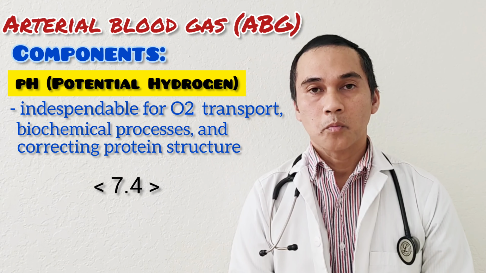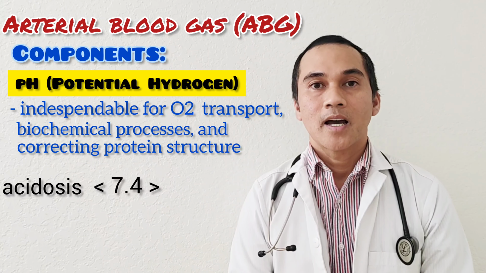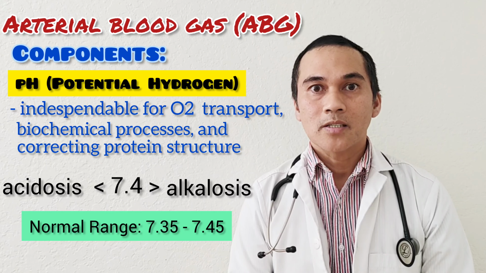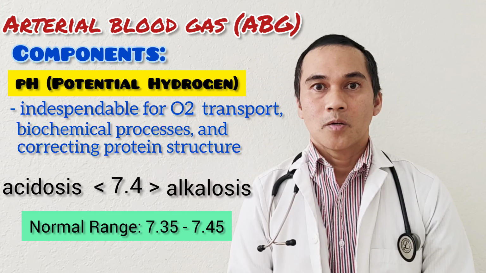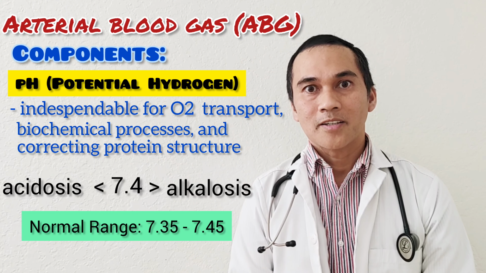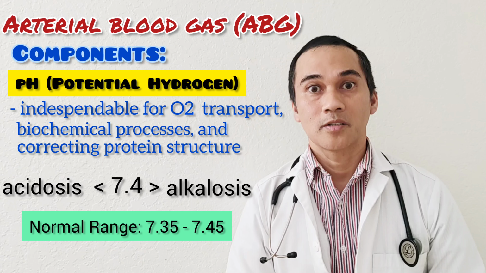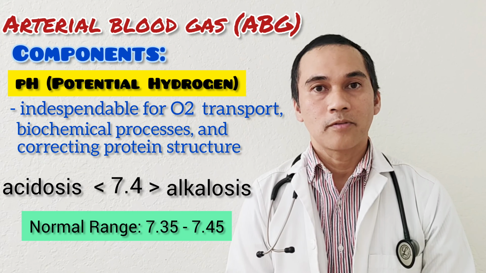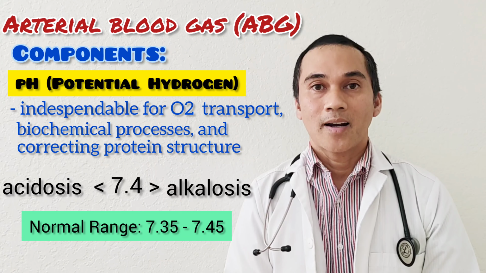Neutral pH is 7.4. Below 7.4 is acidic. Above 7.4 is alkalotic. Normal range is 7.35 to 7.45. So 7.35 to 7.39, although it's within the normal range, is considered acidic. 7.41 to 7.45, although within the normal range, is considered alkalotic.